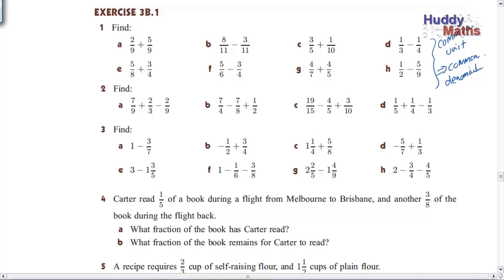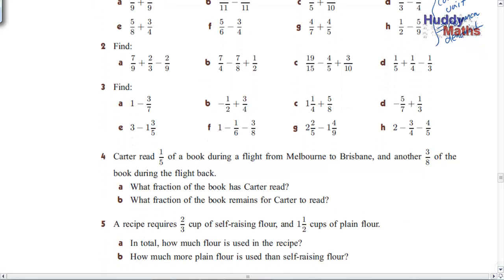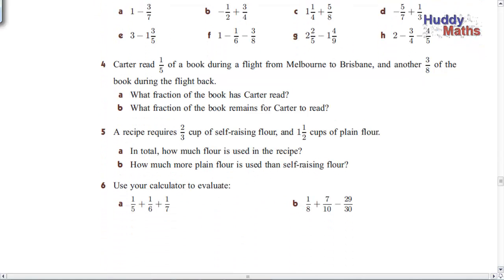Check your answers as you go. Don't wait right till the end and find that they're all wrong. Okay. Check a few as you go. So pause it and go through to question 4. I'm going to show you question 5 now. Let's come down here a little bit. Oh, there's question 6 as well.